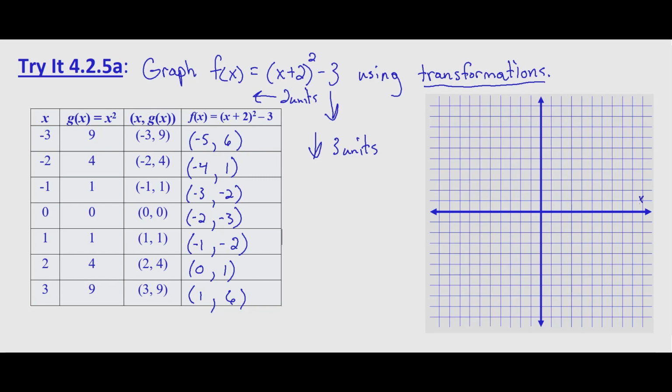And now we'll go ahead and put it all together and plot our transformed function. So negative 5, 6. 1, 2, 3, 4, 5. 1, 2, 3, 4, 5, 6. Put a point there. Negative 4, 1. Negative 3, negative 2. Negative 2, negative 3. Negative 1, negative 2. 0, 1. And 1, 6.